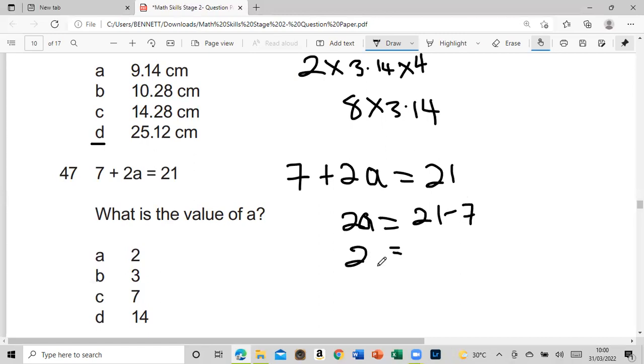That would give us 2a. 21 minus 7, that is 14. I'll divide by 2 on both sides. I'll get 7. So a is 7, and it makes sense: 2 sevens are 14, 7 plus 14 is 21.